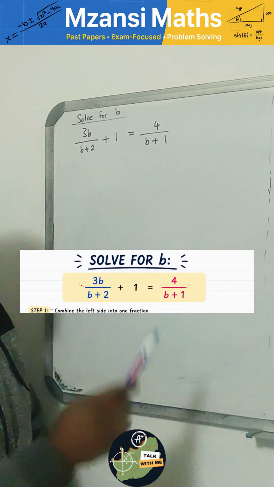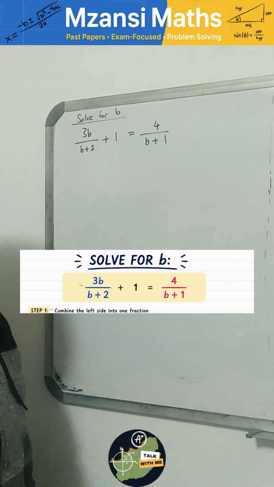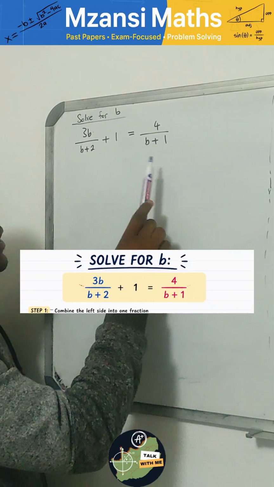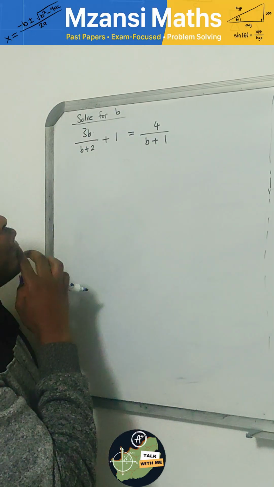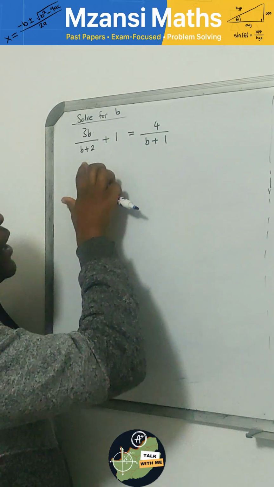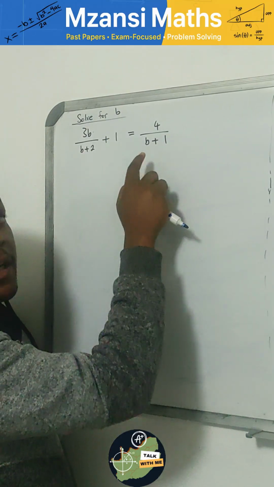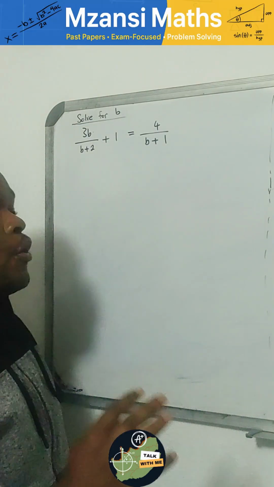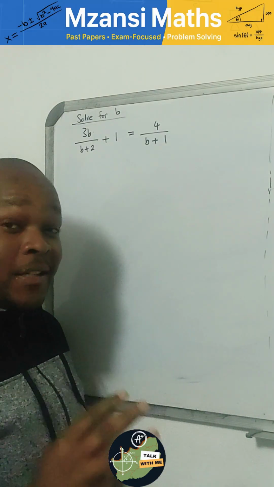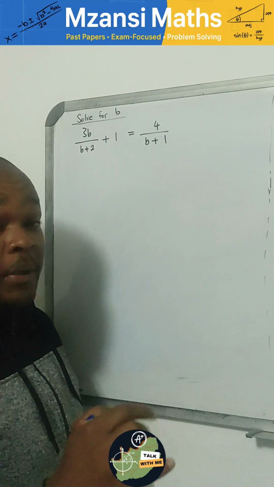Okay, so solve for b. How would you solve for b given this equation, right? Before you can solve for b, notice that we have some denominators and b is part of those denominators, right? Which means that there are restrictions to the values of b.